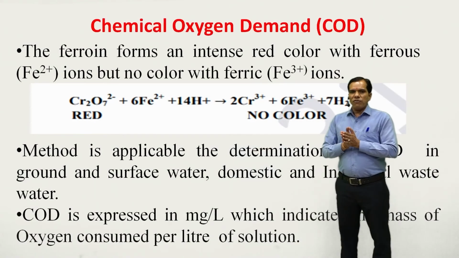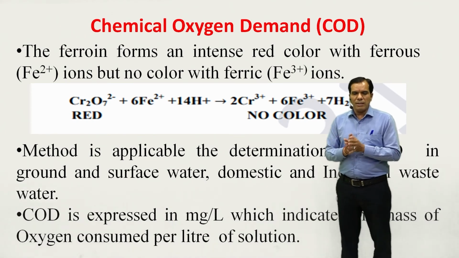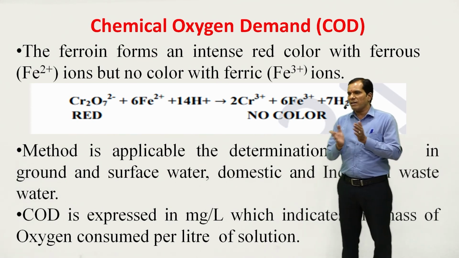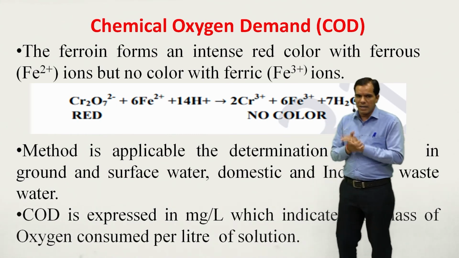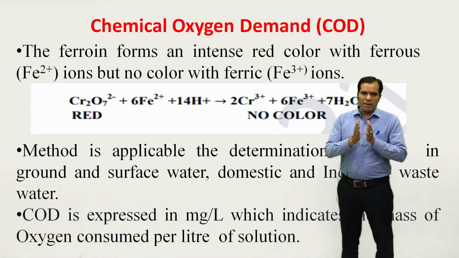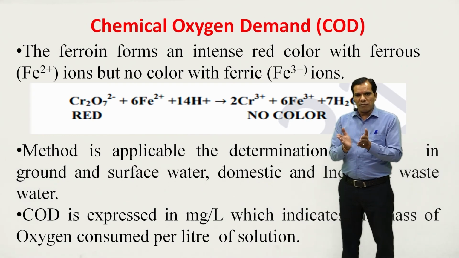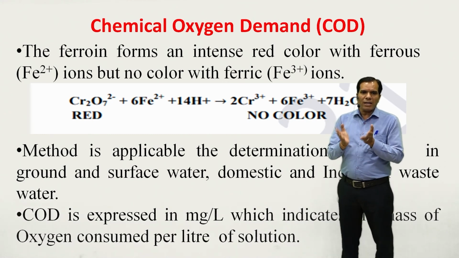Now, what is the chemistry of this experiment? In this experiment, Ferroin forms an intense red color with ferrous Fe2+ ions, but no color with ferric Fe3+ ions. It means the end point of this titration will be red color. Initially the solution is green blue, but after the completion of the reaction we will get a red color of the solution.